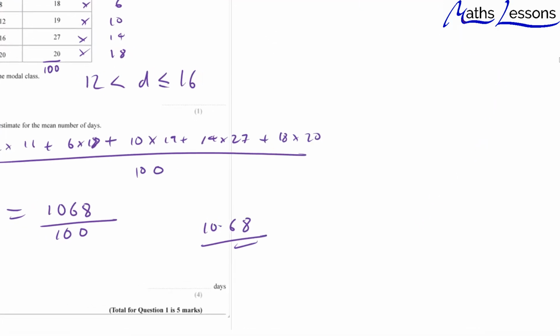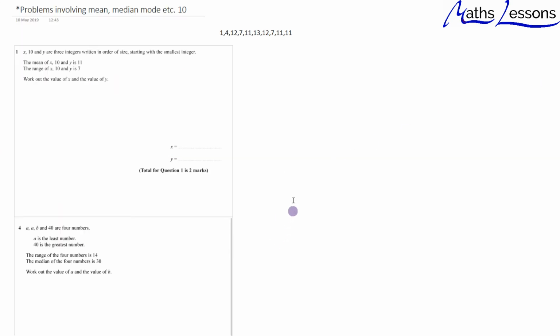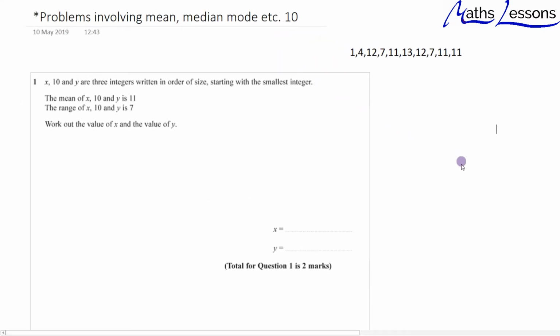What we're going to do is we're going to look at some more problem solving. So we're going to jump to this section. Let's make it bigger. Okay, so let's have a look at this question. It's a 2-marker. We'll give you 2 minutes to have a go.